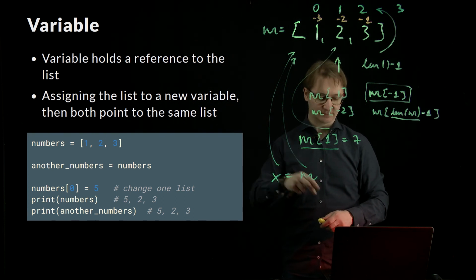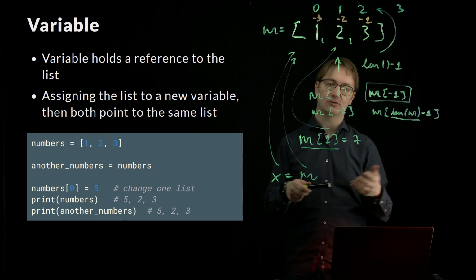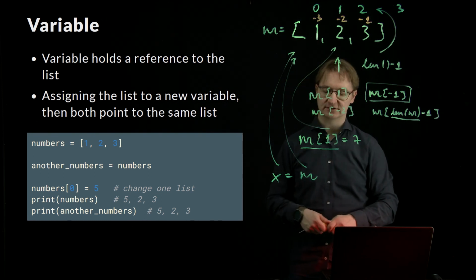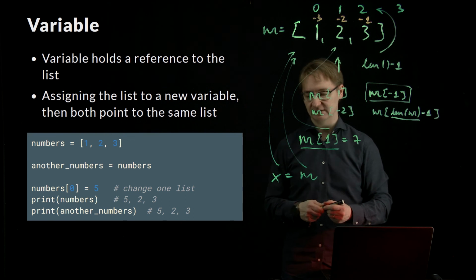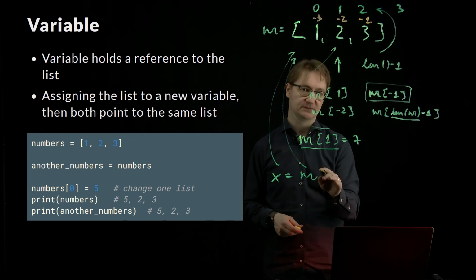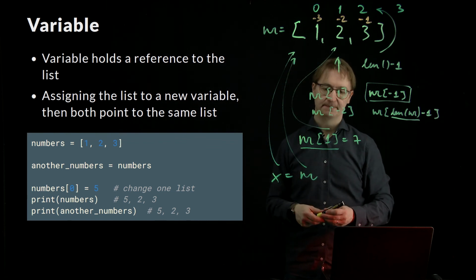It's nice to know that. If you want to have a copy of a list, then you have to make a copy especially. In this scenario, a copy is not made, and you have to take into consideration that if you change something here, it changes for the same list here.